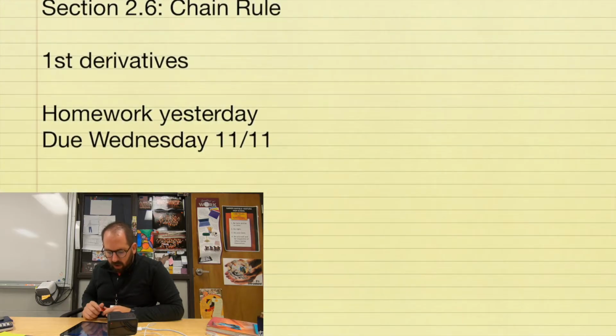Okay, here's what we're going to do today. I'm literally going to do 5 minutes worth of notes. I'm going to do maybe an example or two of the chain rule. So if you feel comfortable after one, I'll just end with one, and then I'll turn you loose. You're just doing first derivatives.